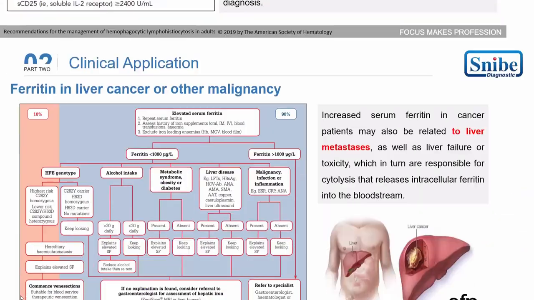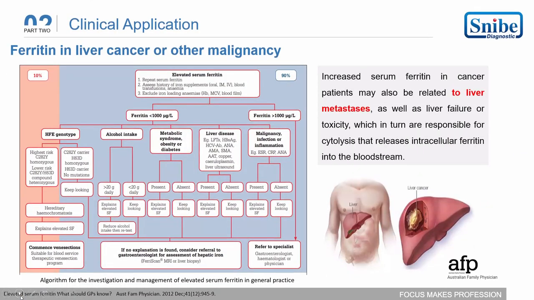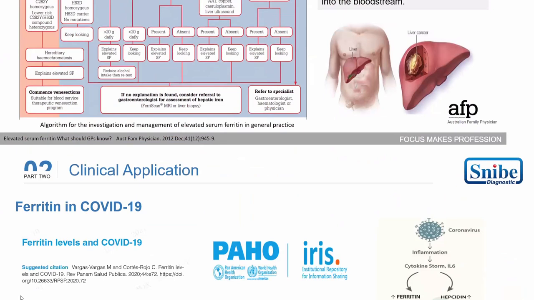If we talk about ferritin in liver cirrhosis or other malignancy, serum ferritin levels are also increased in malignancy, especially liver metastasis, as well as in liver failure or toxicity, which is responsible for cytolysis and the release of intracellular ferritin into the bloodstream.